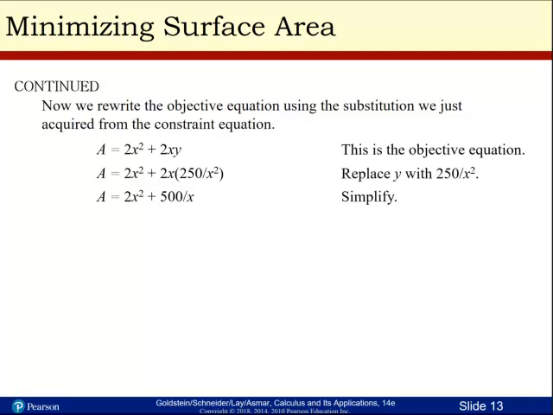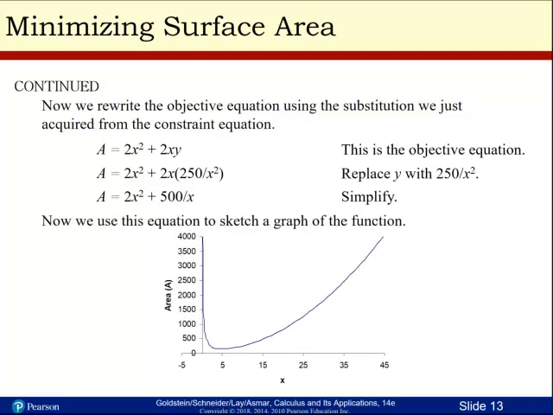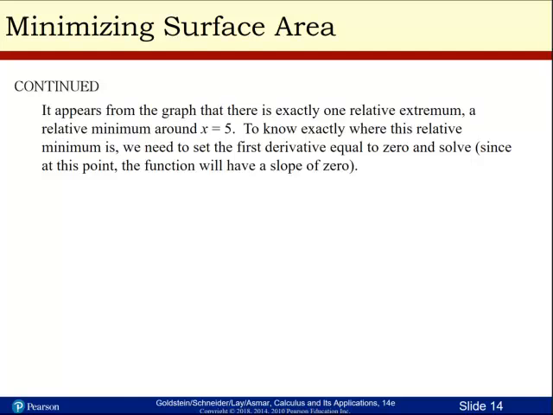We can use this to sketch a graph of the function. When we do this, we see that we have one relative extremum. We have a relative minimum somewhere around 5. Don't even know exactly where it is, but we'll figure that out in just a second. So it appears from the graph that there's exactly one relative extremum, a relative minimum around x equals 5. To know exactly where this relative minimum is, we need to set the first derivative equal to 0 and solve, since at this point the function will have a slope of 0.